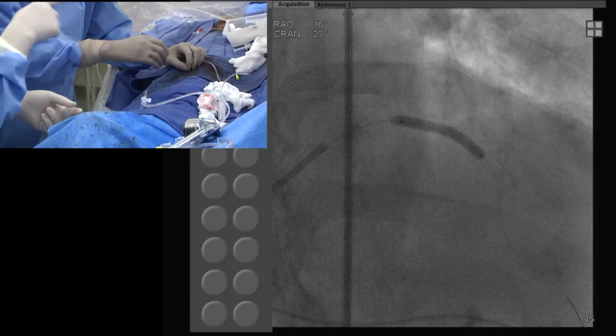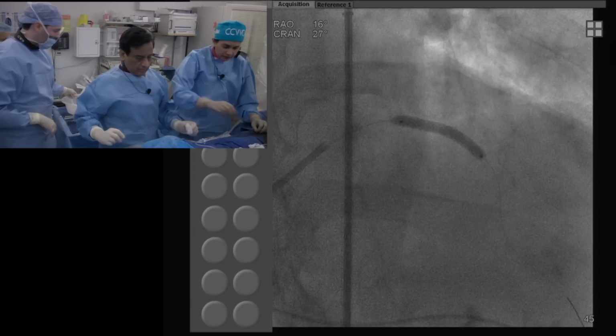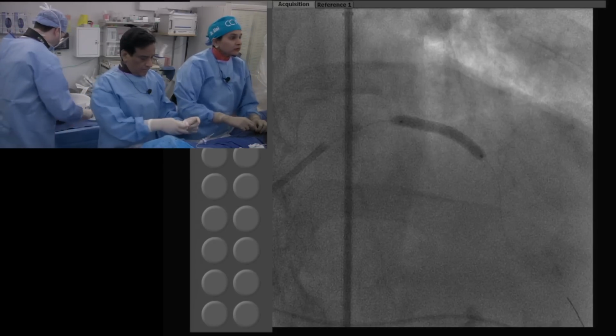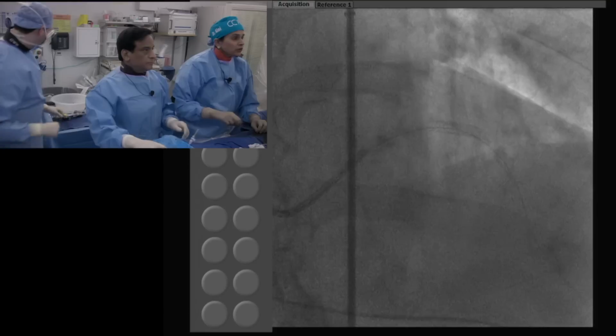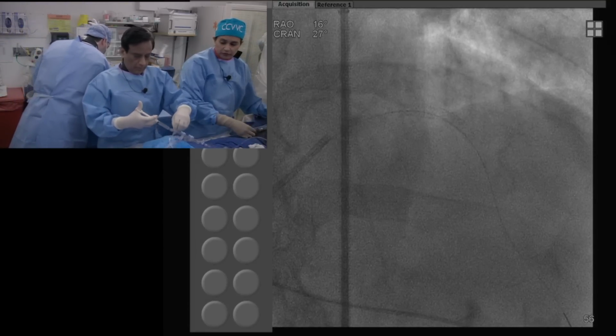Let's get the wire you want for the circ. I think the Runthrough went. Give me the short Runthrough we had. Okay, you want to take a picture? Quick picture, document that we are good. Low mag.